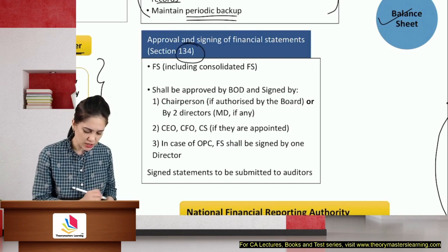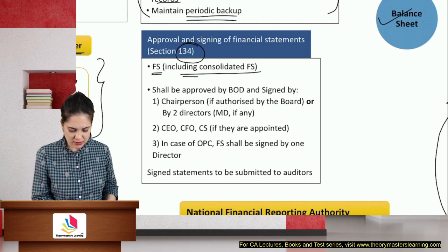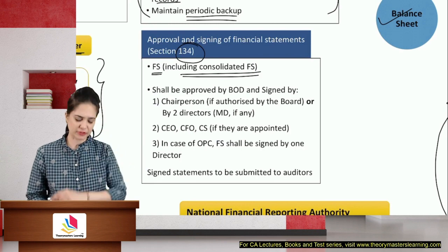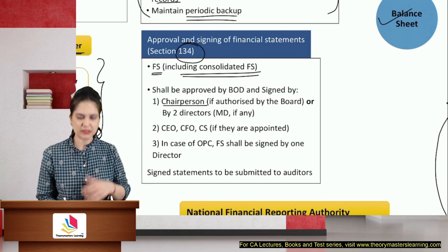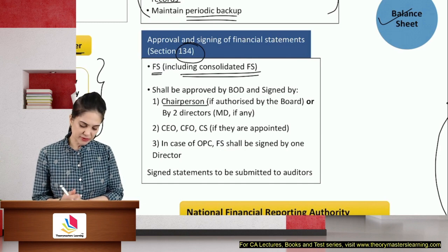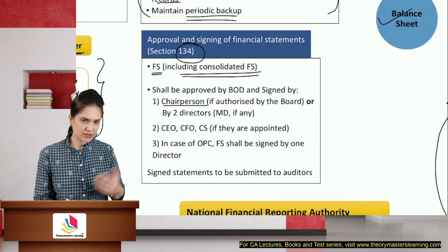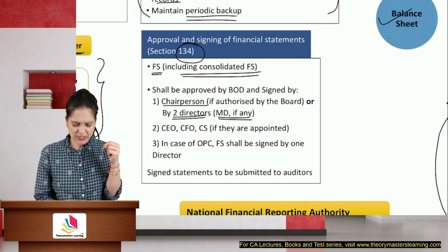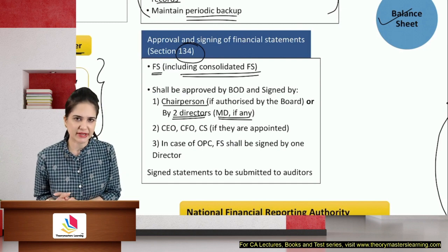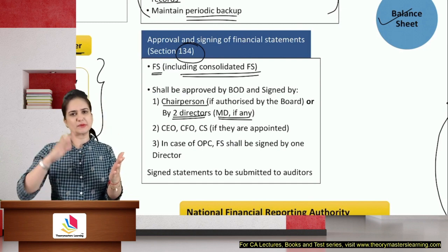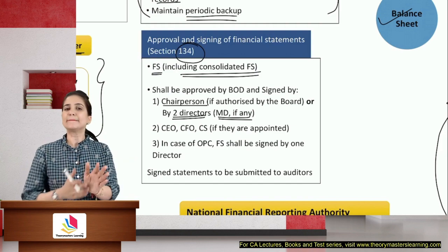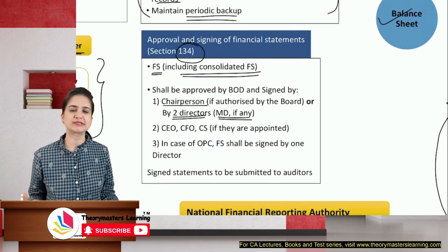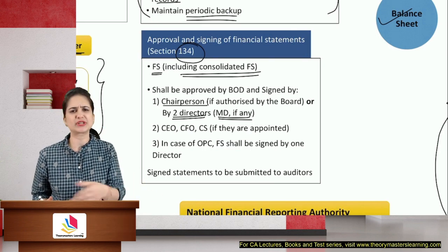Section 134. Financial statements, including the consolidated financial statements, shall be first approved by the board and shall be signed on behalf of the board by the chairperson if the board has authorized the chairperson, or if there is no chairperson, or if he is not authorized by the board, then by 2 directors, and out of this one will be a managing director in case the company has a managing director. So the consolidated financial statements as well as the standalone financial statements shall be signed by the chairperson, but only if he is authorized by the board, and if he is not so authorized, then it will be signed by 2 directors, out of which one will be managing director, if any.